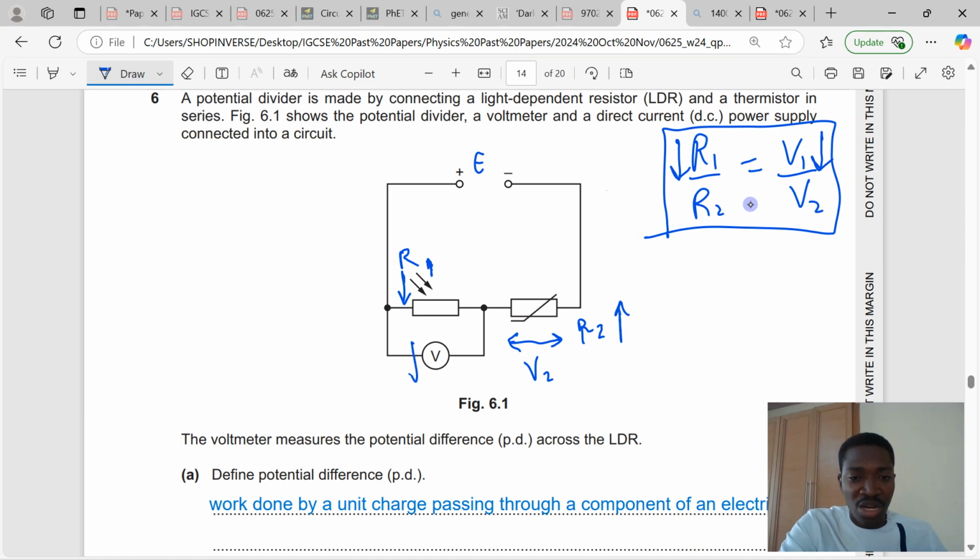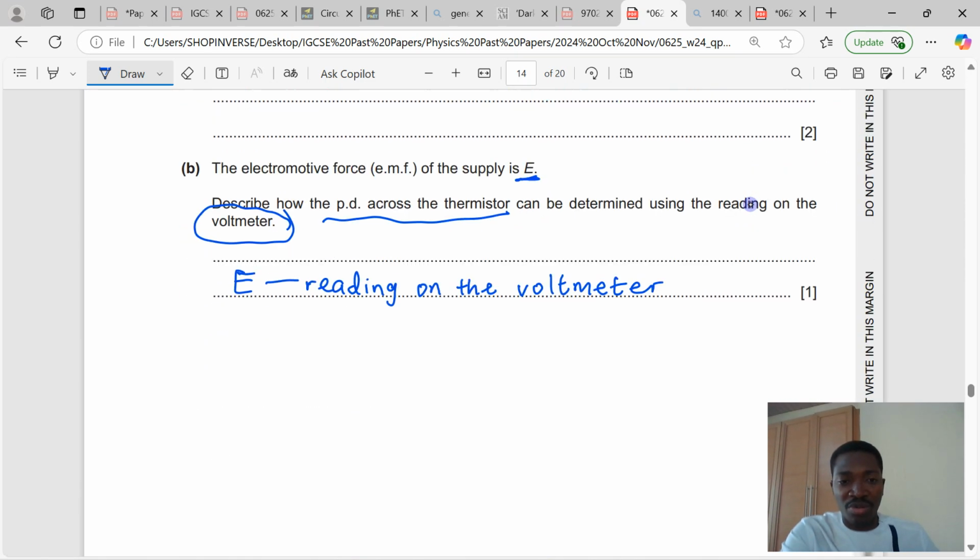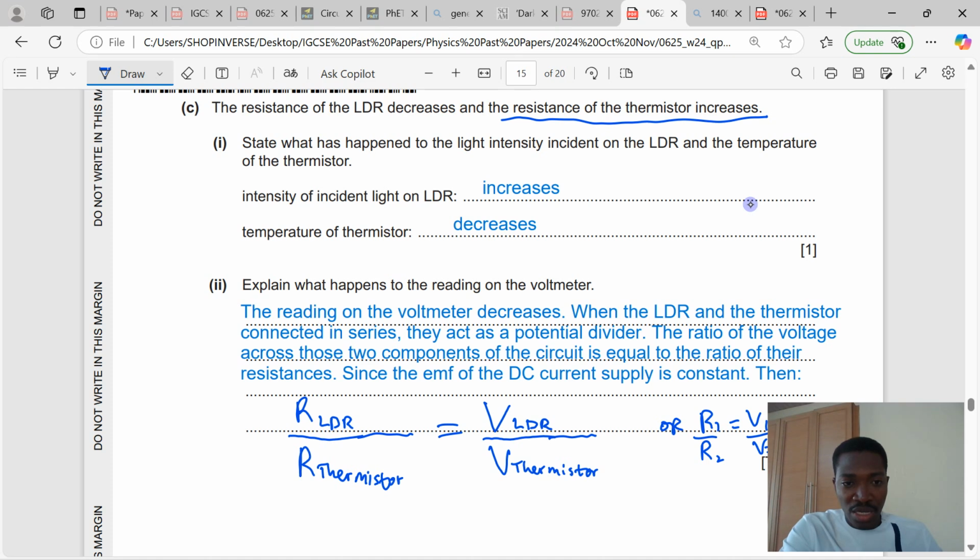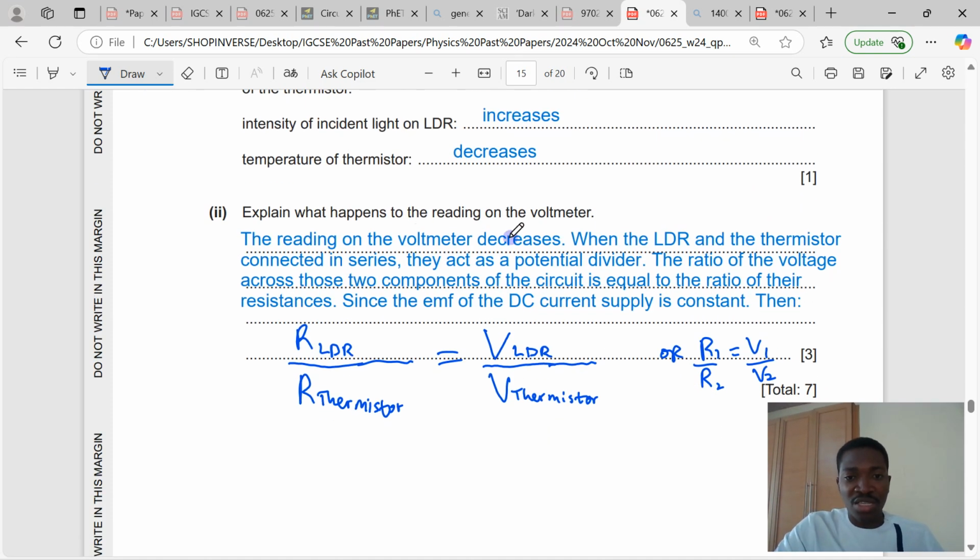So the reading on the voltmeter will decrease. That's just what will happen. The reading on the voltmeter decreases because when the LDR and the thermistor are connected in series, they act as a potential divider. Hence, the ratio of the voltage across these two components of the circuit is equal to the ratio of their resistances. And that's what this formula shows.